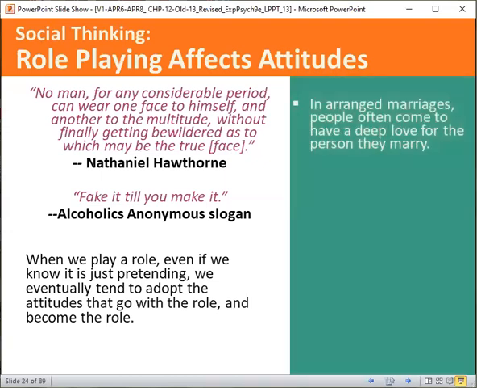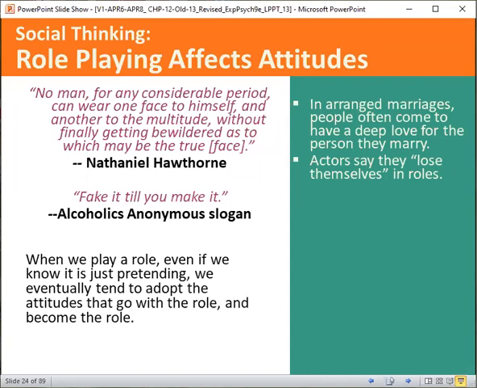Now, in arranged marriages, people often come to have deep love for the person that they marry. Actors say they lose themselves in roles. Okay, so the idea here, there are certain types of acting methods. One is called method acting, where you really immerse yourself in a particular character. For example, let's say some actor is going to play a homeless person. They may literally live on the streets for a month or two. Seriously, they're not going to go back to the hotel room or to their house. They're going to live on the streets as a homeless person, so they really understand the role and they become that role.